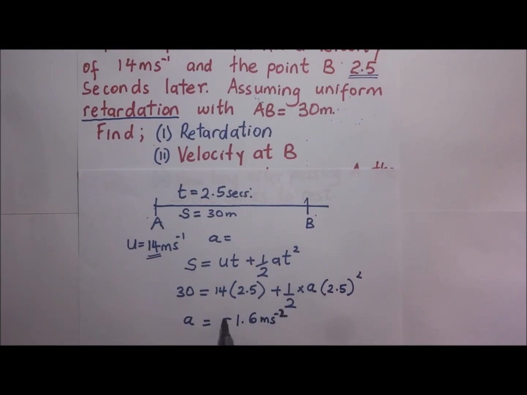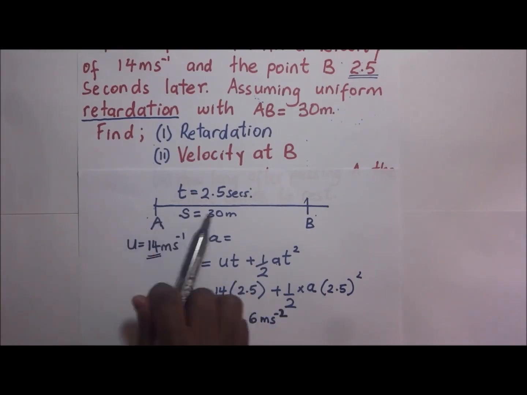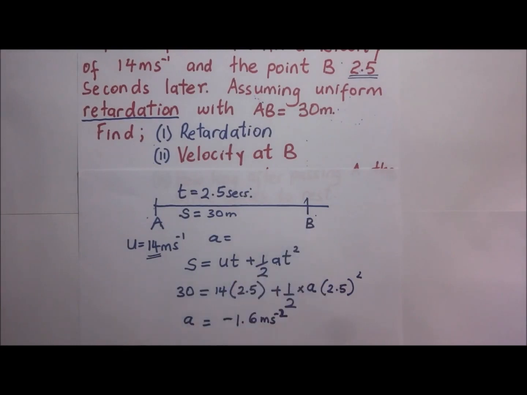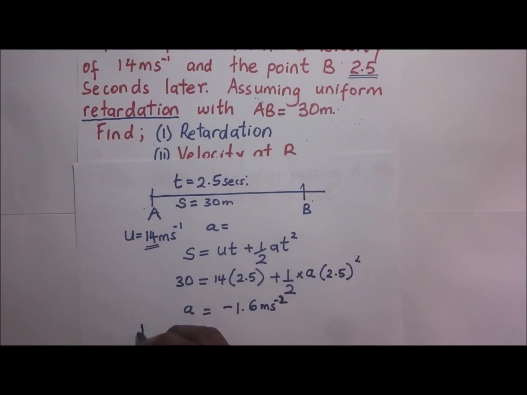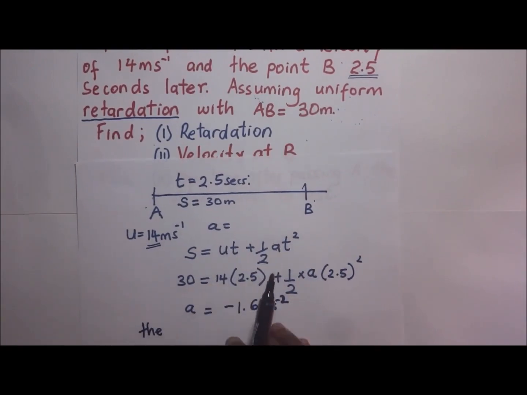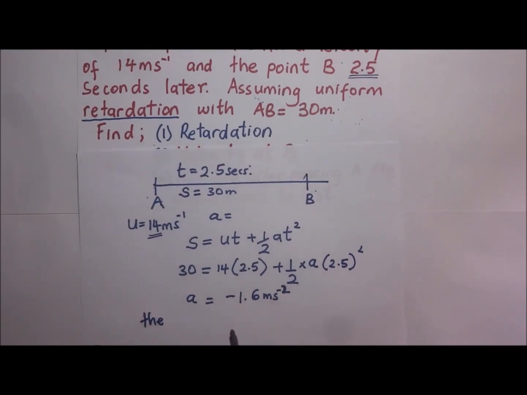Now this negative simply signifies that the body is undergoing a retardation or a deceleration, and so it means that our answer, we shall conclude by saying that the body retards at a rate of 1.6 meters per second squared.